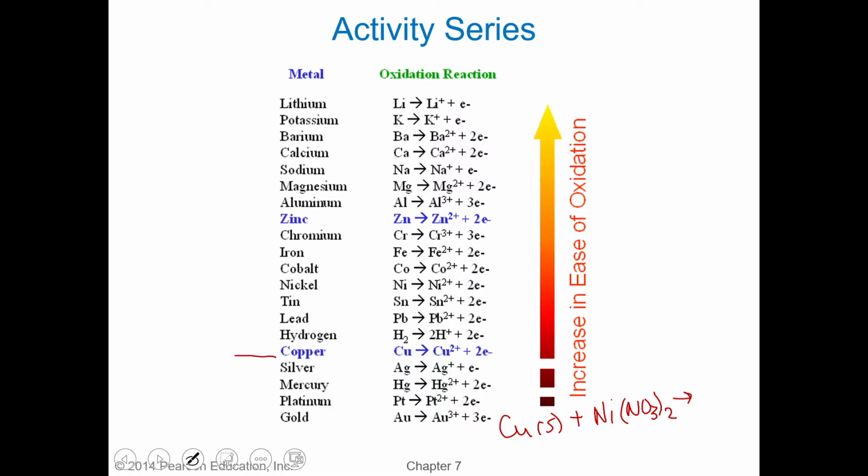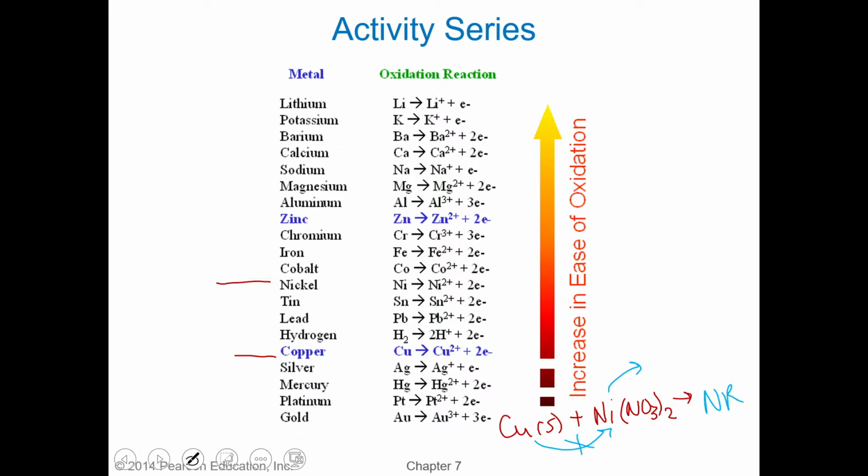Well, copper is found right here, and nickel is found right here. So what this means is, because copper is lower on the activity series, it is not strong enough to come in and kick off that nickel. It's not strong enough to do that. So we will get no reaction.